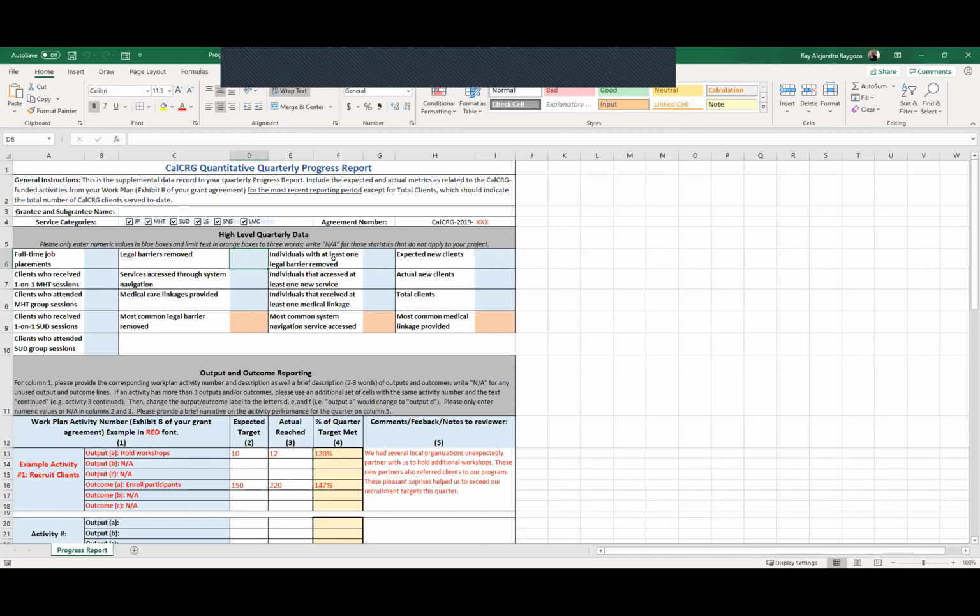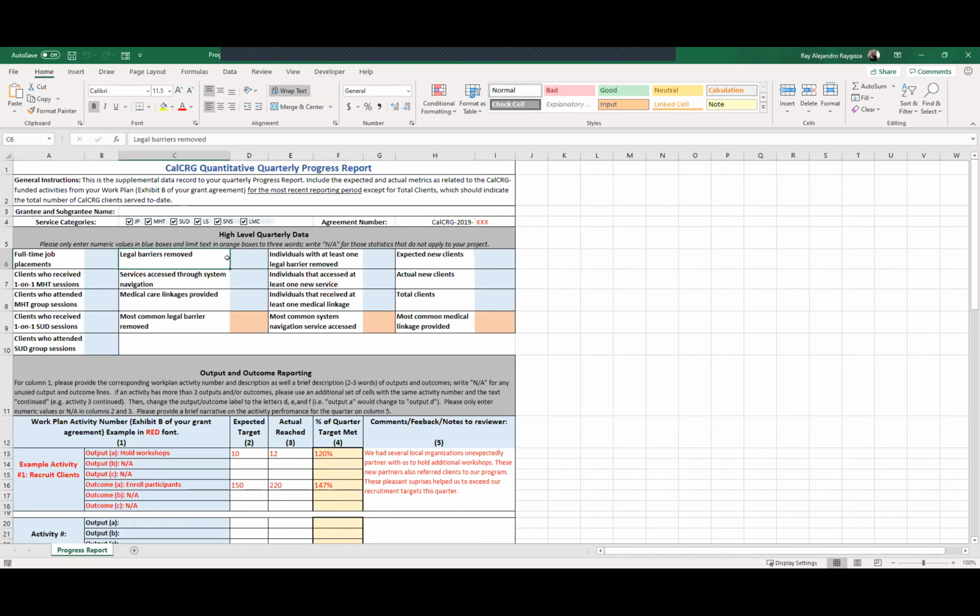And it's important to have this distinction because if you provide legal services, you know that one individual may necessitate multiple different services. So one individual may have different barriers removed. That's why we have these two. Similarly, we have the number of services that were accessed through system navigation. And again, what's the number of individuals that accessed at least one new service? And same thing for linkages to medical care: the number of linkages provided, and the number of individuals that received at least one linkage.